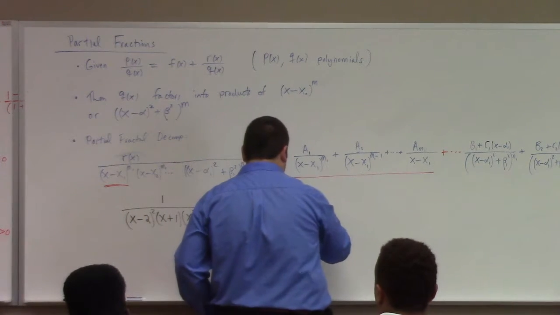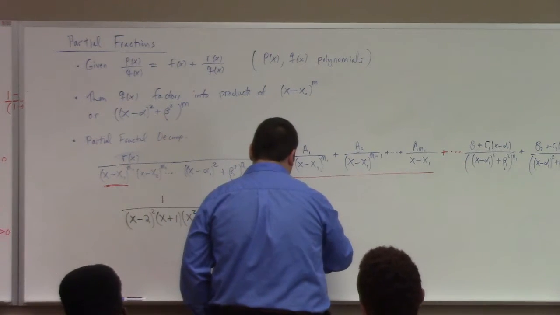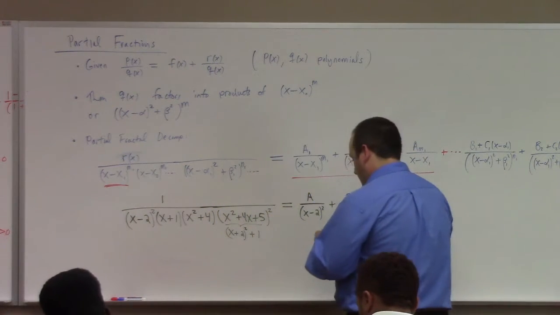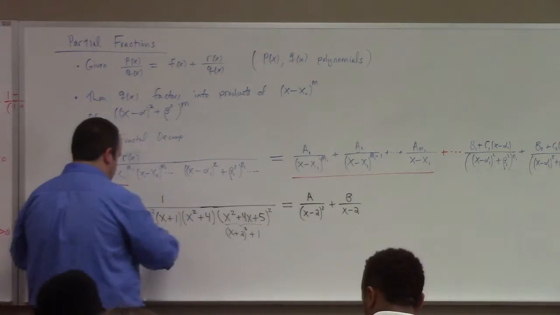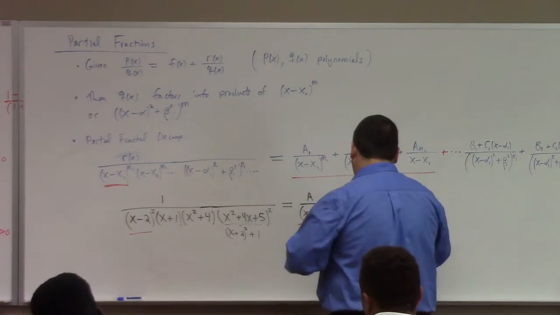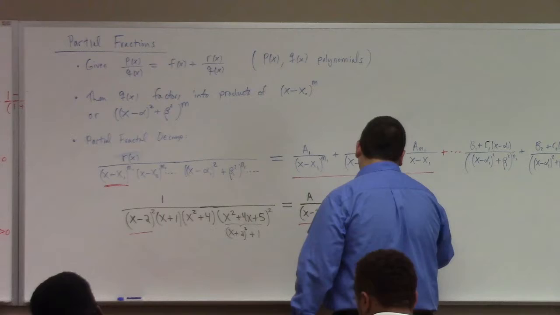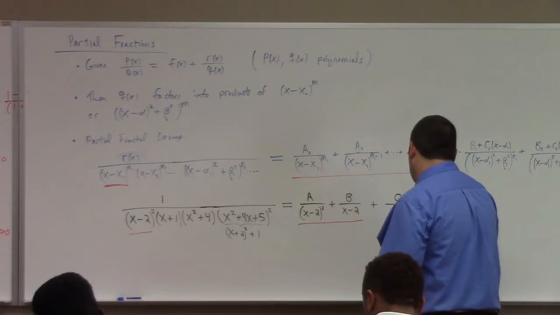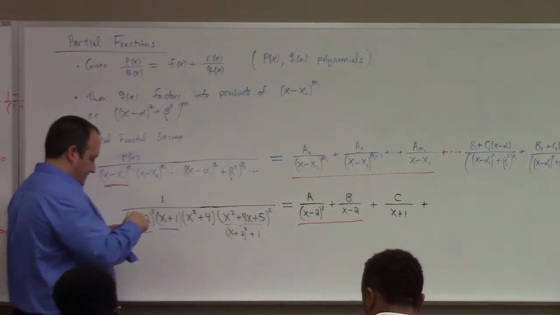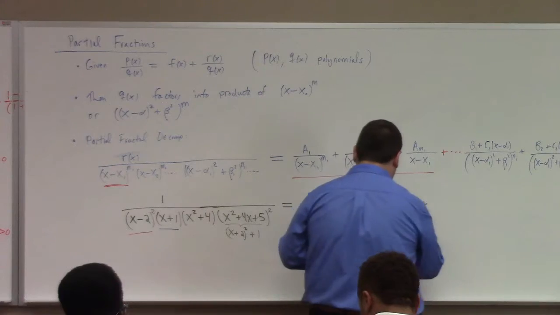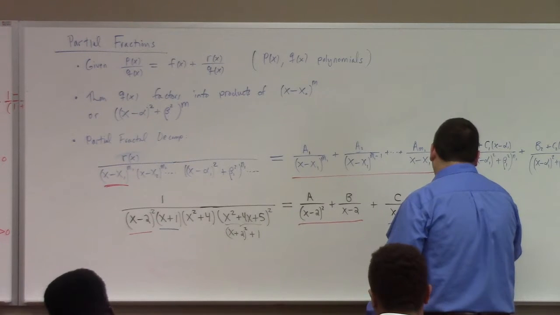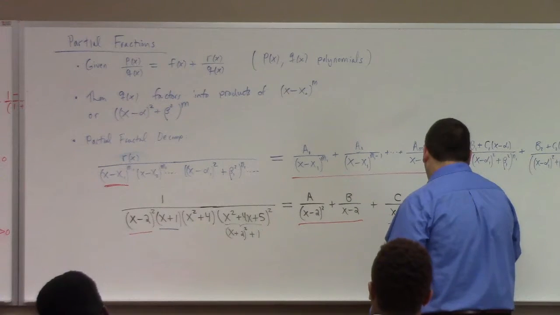We write down A over x minus 2 squared plus B over x minus 2. That takes care of the first term. Use some color code in here. That's from this guy. Then plus C over x plus 1, and that's all I need to take care of this guy. Now that x squared plus 4, to take care of that, I need a D plus Ex over x squared plus 4. That'll do just fine.